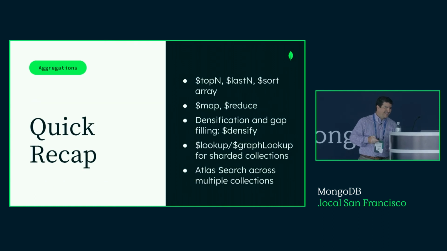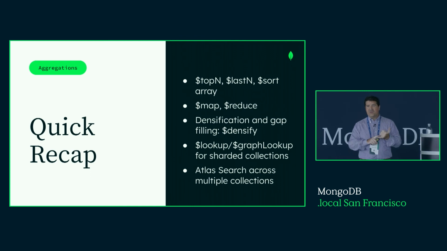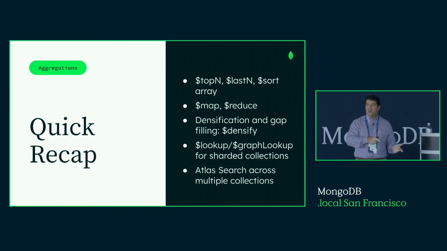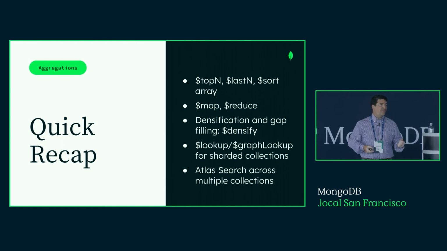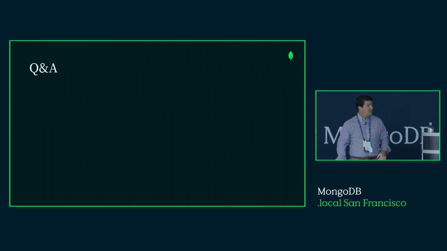Amazing. All right, a quick recap, and then that should leave us time for questions. We covered dollar top, dollar bottom. Those are accumulators. We've got the operators that are going to work on the different functions of the arrays, map, reduce. Densification is going to be very powerful for you for time series, and lookup, being able to join across shards and then search across different collections. So yeah, any questions at this point?